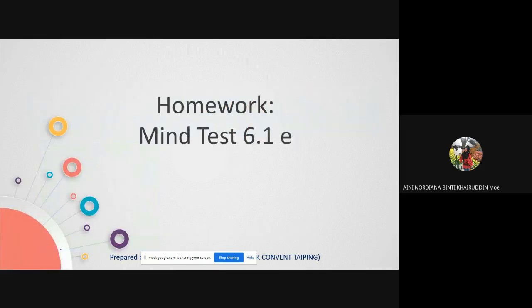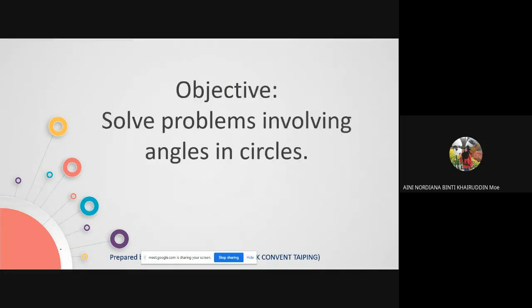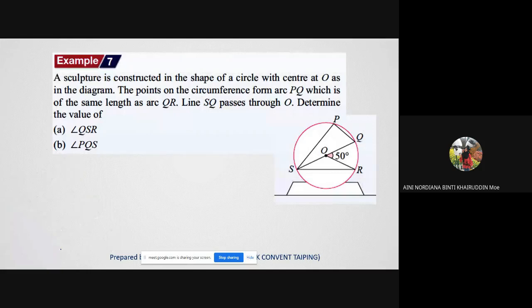Okay, this is your homework, Mind Test 6.1E. Next, we proceed to the last objective for today's lesson: solve problems involving angles in circle. So have a look at this example.